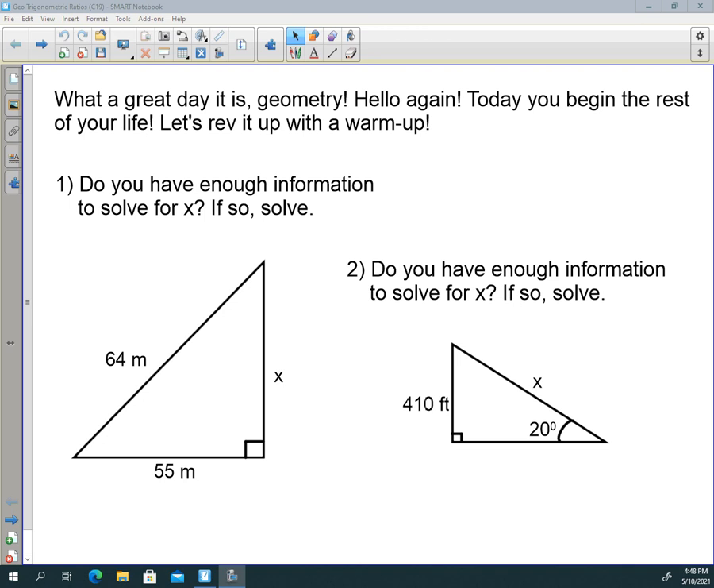Here is a warm-up for you. The question is, for number 1 and number 2, do you have enough information to solve for x? And if so, go ahead and solve. So why don't you pause this video and do that warm-up.